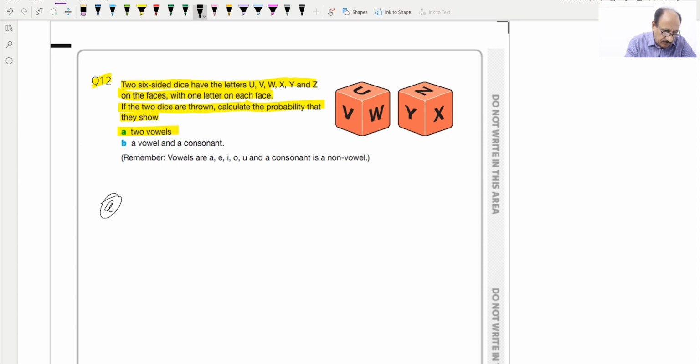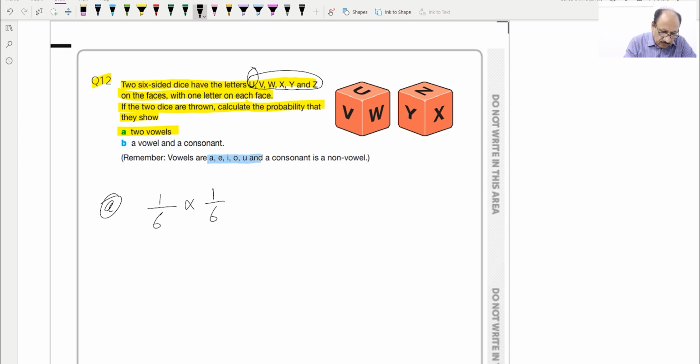A part we will be solving. Vowels, you know, these are the vowels which they have indicated: A, E, I, O, U will be taken as vowels. So there are a total of 1, 2, 3, 4, 5 and 6 letters, and if we check from these 6 letters, only U is the vowel, so it will be 1 by 6 for the first die and 1 by 6 for the second die.